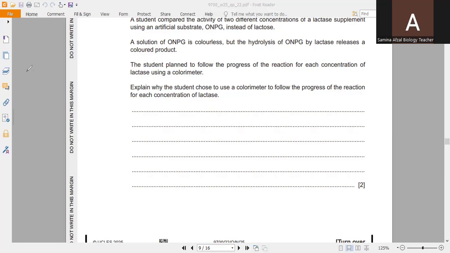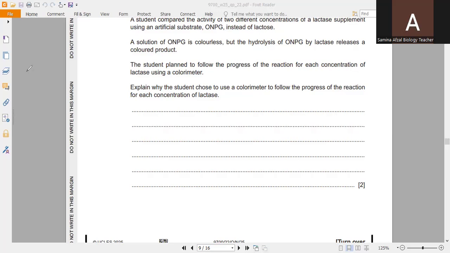As the reaction progresses, more of the colored product is produced, so this makes the solution darker in color. By taking readings over time, the student can track the increasing absorbance, which directly corresponds to the increasing concentration of the colored product being formed. So this is the reason the student chose to use a colorimeter.